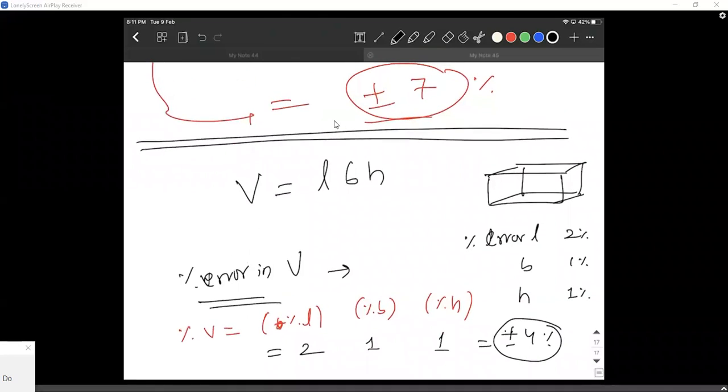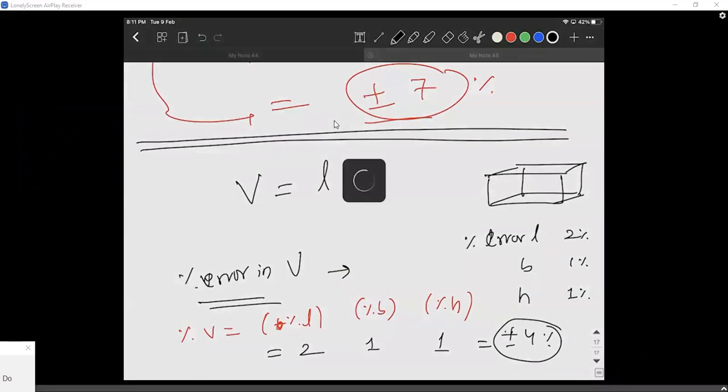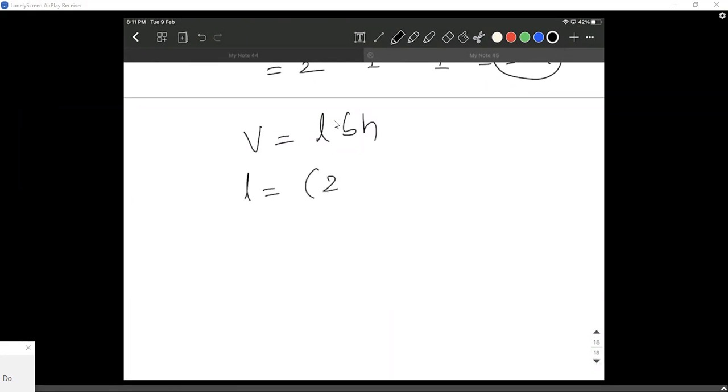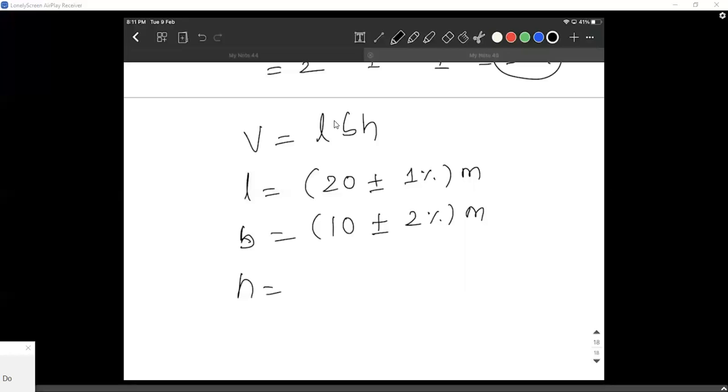So they will give you even questions like this. Let's follow this question. Volume of a body LBH. L is measured as 20 plus or minus 1% meters. Breadth as 10 plus or minus 2% meters. H is 5 plus or minus 3% meters.